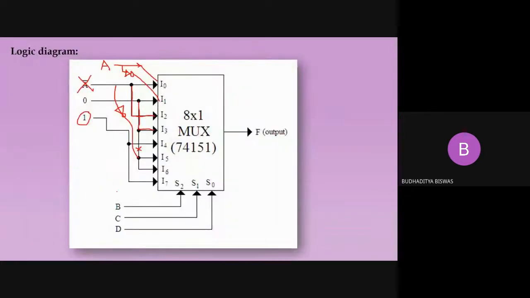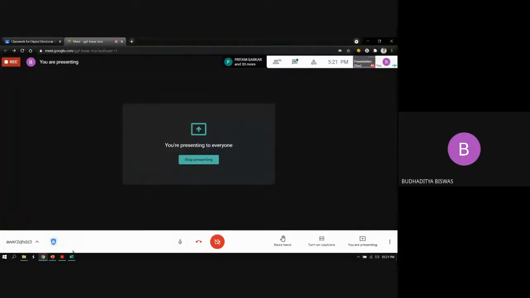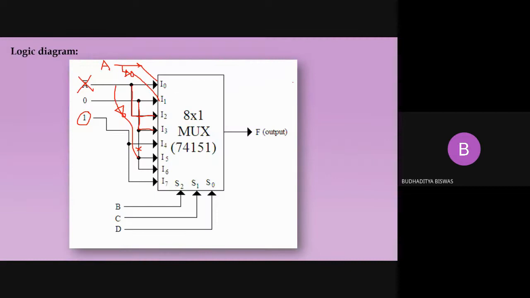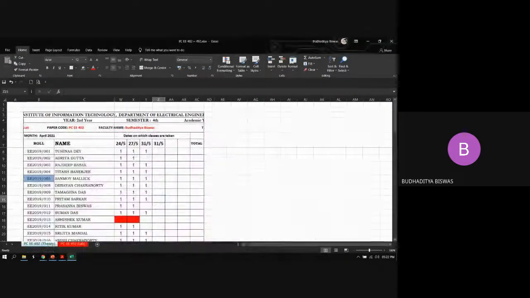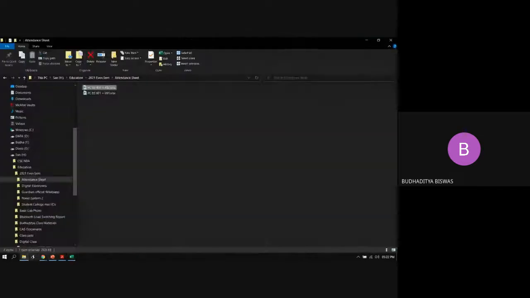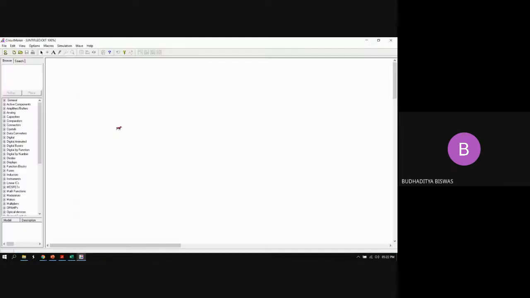Okay, so if I simulate that one, I think it will be more helpful for you, because that is required. That implementation of this function is very much required after this one. It takes hardly only 5 minutes to simulate that one.